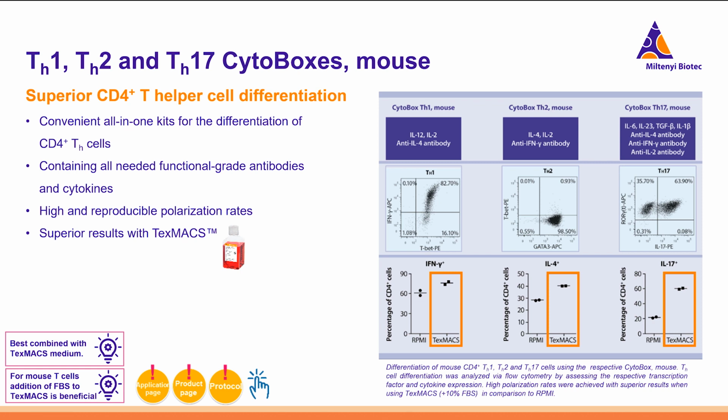As you can clearly see in the presented data, Th1, Th2, and Th17 cells are successfully polarized and express their respective signature cytokines and transcription factors, such as interferon gamma, interleukin-4, IL-17, as well as T-bet, GATA3, and RORgamma T, respectively. As you can see below, best results are of course generated with our special T-cell medium TexMACS T.